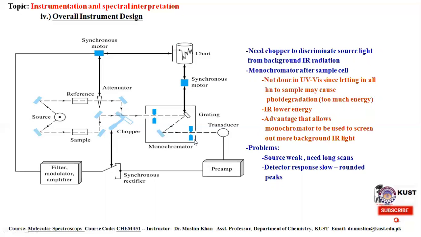This is not done in UV visible, since letting all light in to the sample may cause photo degradation, too much energy. As IR is a lower energy radiation, the advantage is that it allows the monochromator to be used, to screen out more background IR light. Source problems are that the source is weak, needs a long scan, detector response is slow, and peaks are usually rounded in IR spectroscopy.